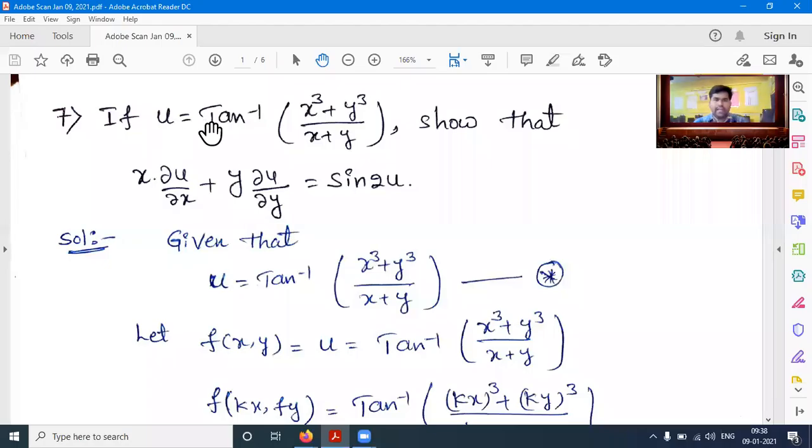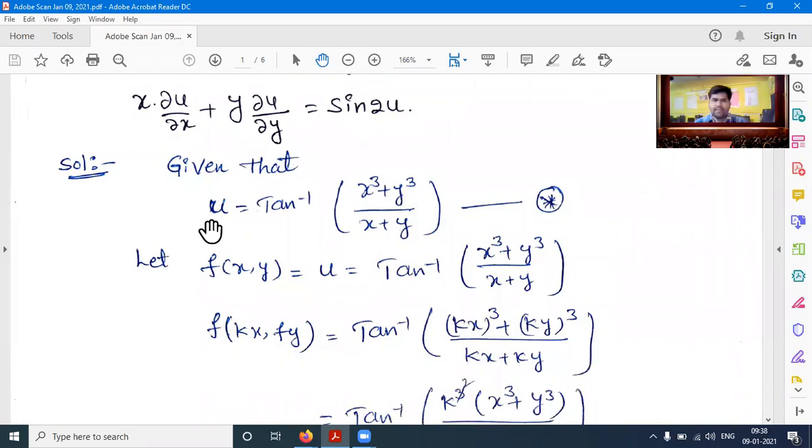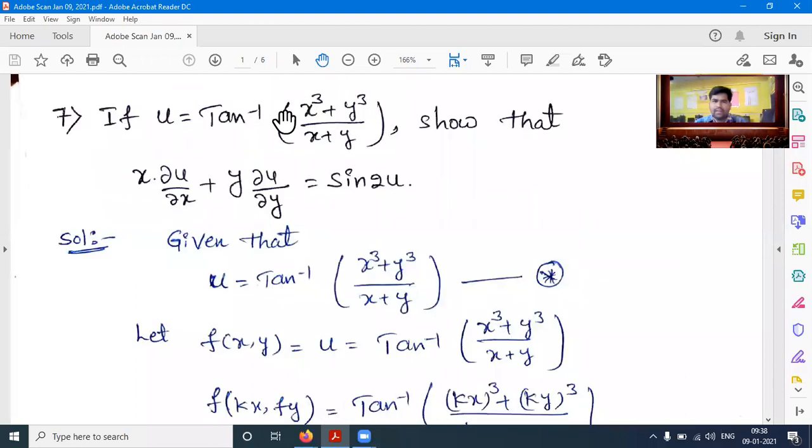u is equal to tan inverse of (x cube plus y cube) by (x plus y), so that x into dou u by dou x plus y into dou u by dou y is equal to sine 2u. So that by using Euler's theorem, also they may ask. Solution: given that u is equal to tan inverse of (x cube plus y cube) by (x plus y). This is equation number star.